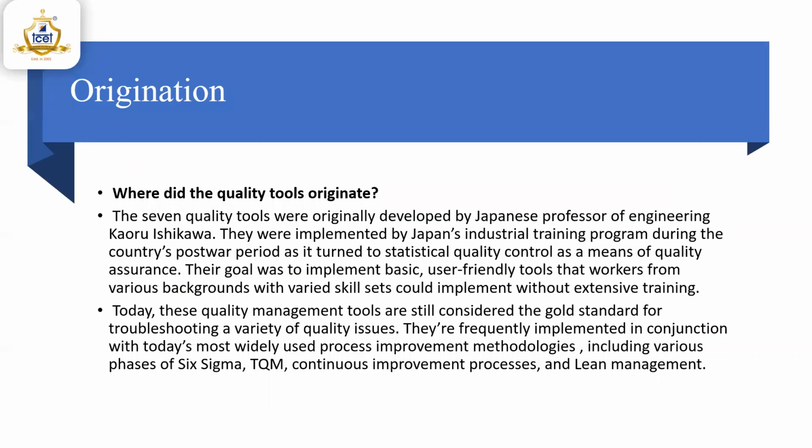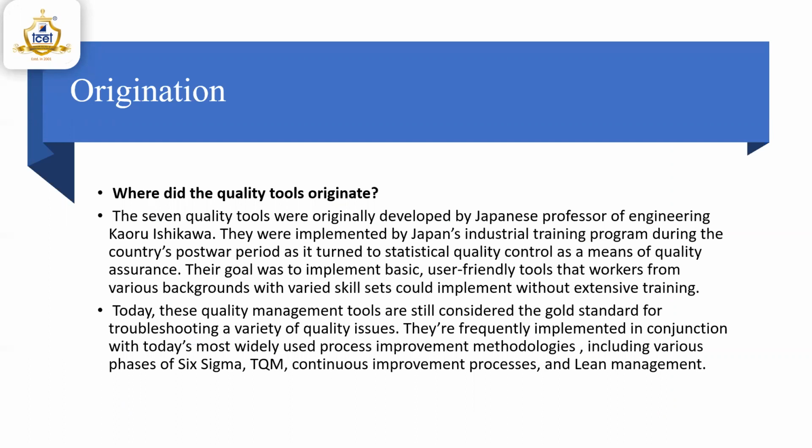Where did the quality tools originate? The 7 quality tools were originally developed by Japanese professor of engineering Kaoru Ishikawa. They were implemented by Japan's industrial training program during the country's post-war period as it turned to statistical quality control as a means of quality assurance.